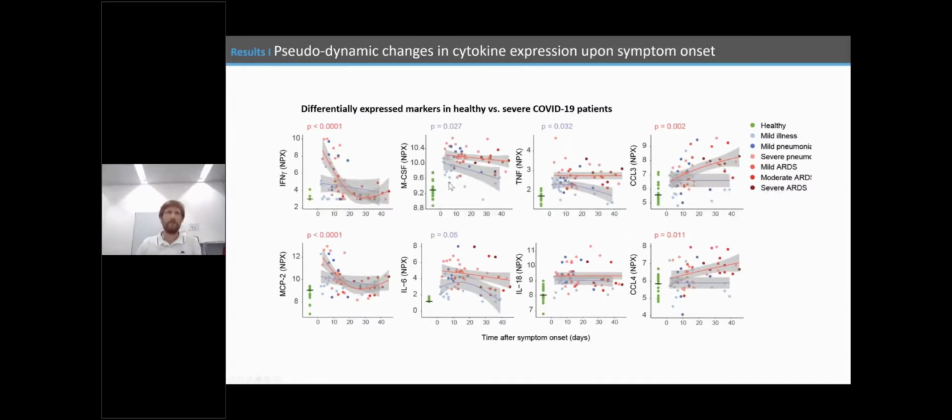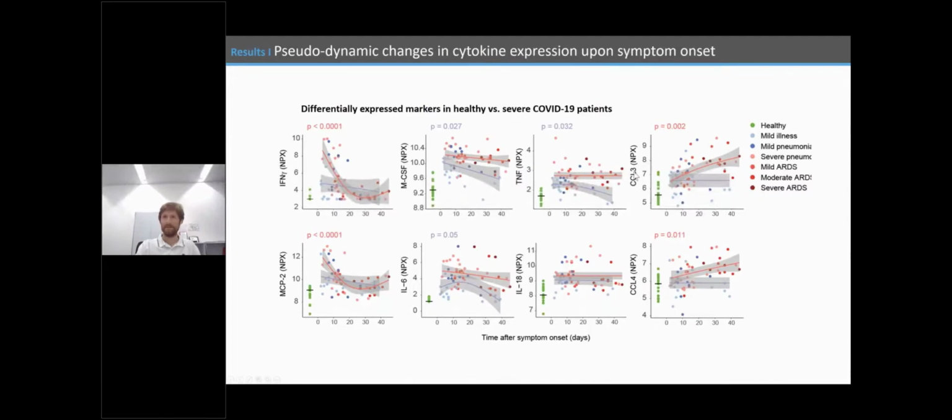So also here, we performed a pseudo-dynamic or pseudo-time analysis to look at the pseudo-dynamic changes in the cytokine expression upon symptom onset, which is plotted on the x-axis, the time after symptom onset. And now the normalized protein expression is shown for the different markers on the y-axis. And one can now clearly see that, for example, in the case of interferon gamma, early on there are high levels for the severe cases, but that it then fades over time.